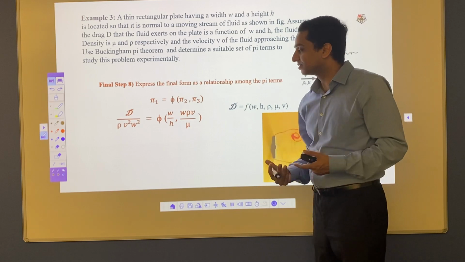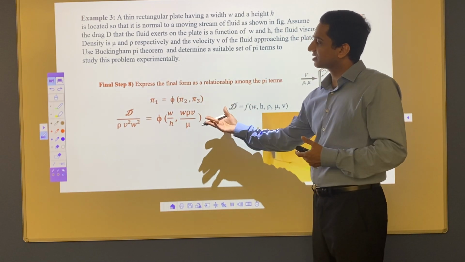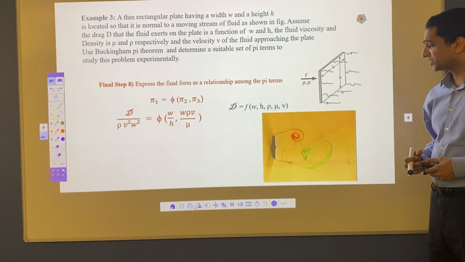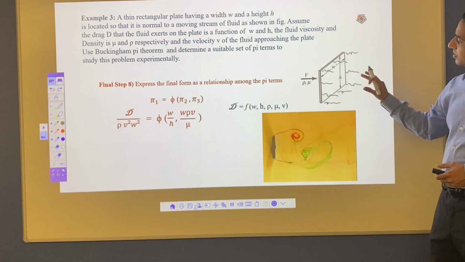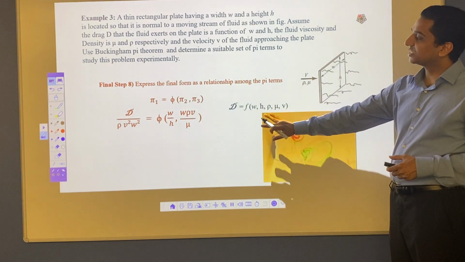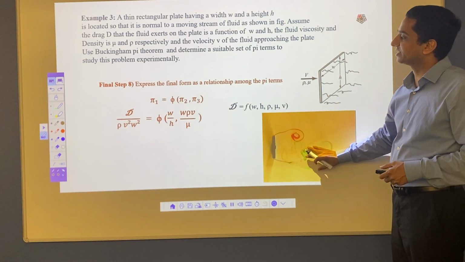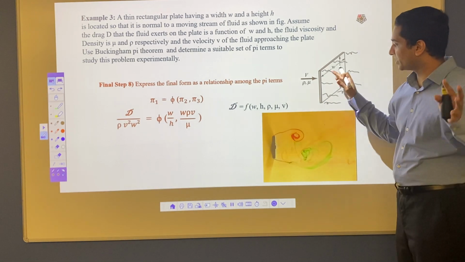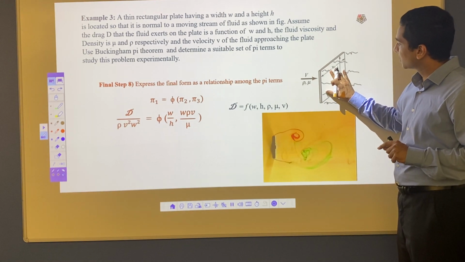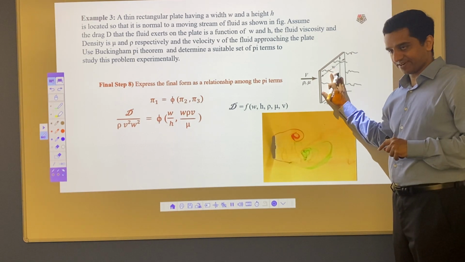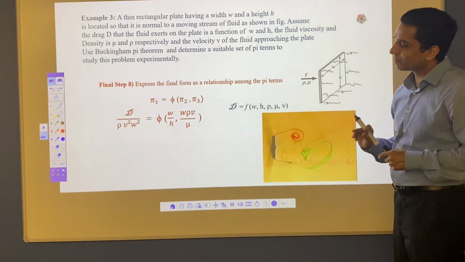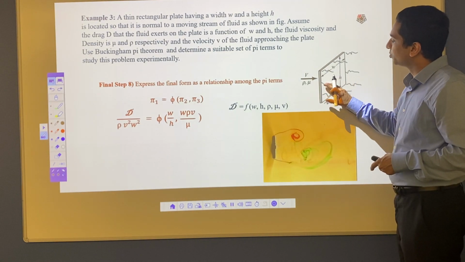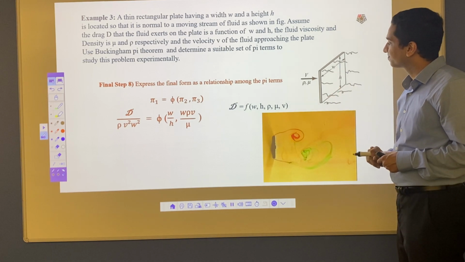Now why did we do that? What is the purpose of these dimensionless parameters? Remember, my objective here is to use these dimensionless parameters to perform an experiment. Let's assume that this plate is extremely big, and I want to know the drag force on this plate in the air. As this plate is very big, I don't have that big of a wind tunnel. I cannot do my experiments on this plate.